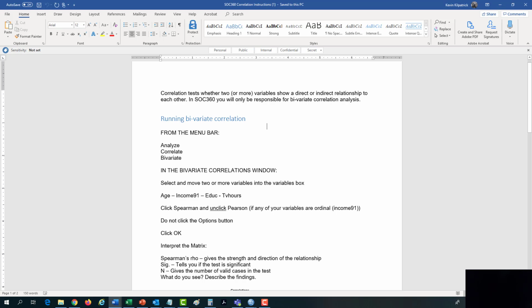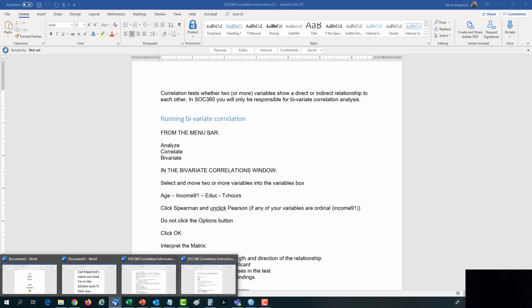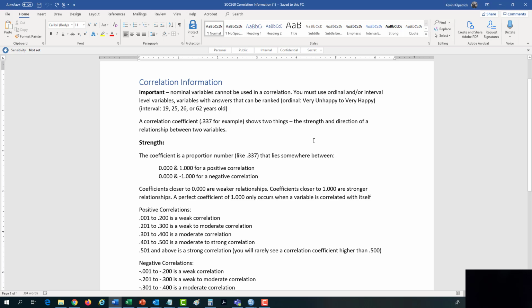Okay, so I'm going to blip to another Word document and then we'll come back to how to run it. I have this also in the class this week. It's just a lot of information about correlation. I think correlation is probably the most confusing test of the four that I'm going to teach you.